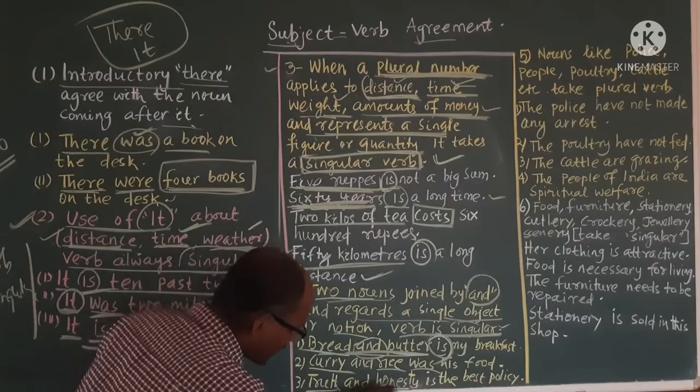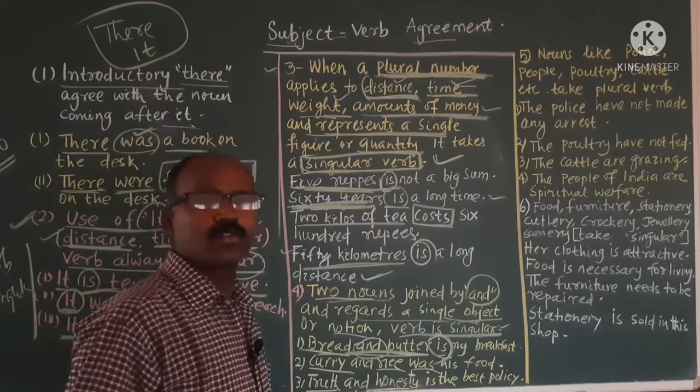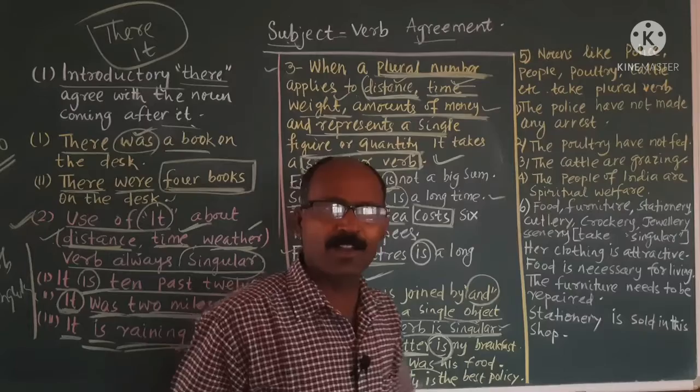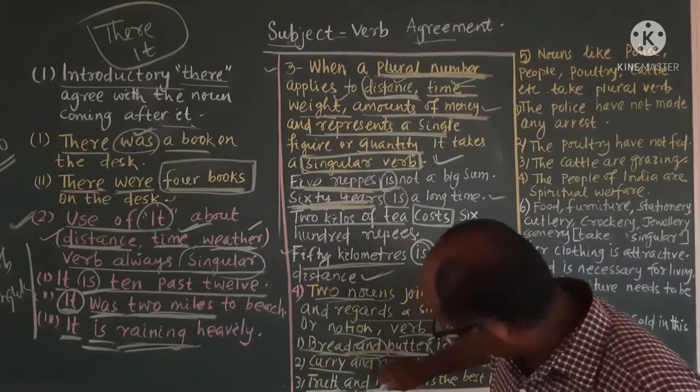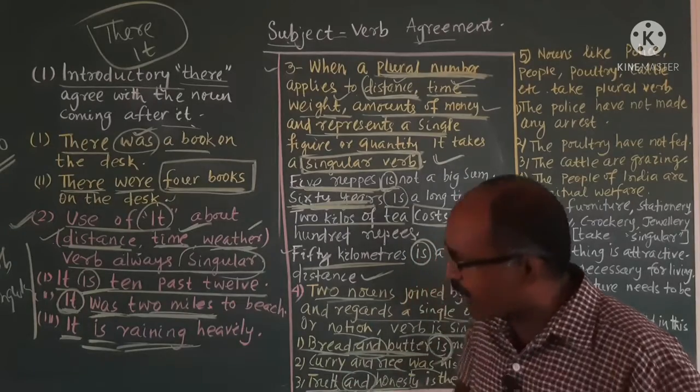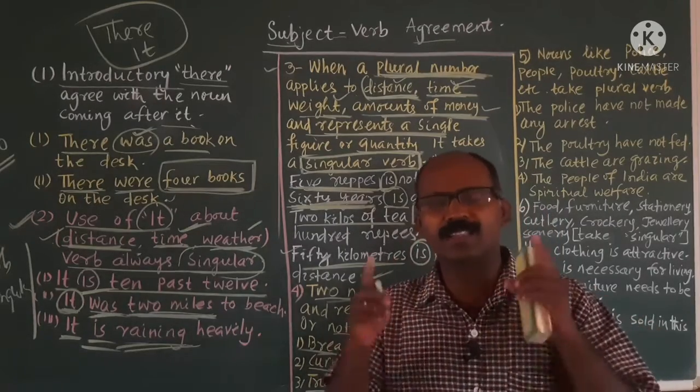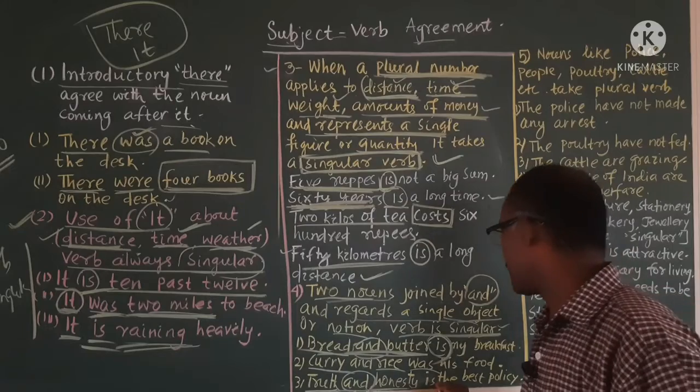Truth and honesty. Dekho. See, truth is a different thing. Honesty is a different thing. But truth and honesty are joined by "and". It gives one notion, one idea, the same idea. So it became "honesty is the best policy."